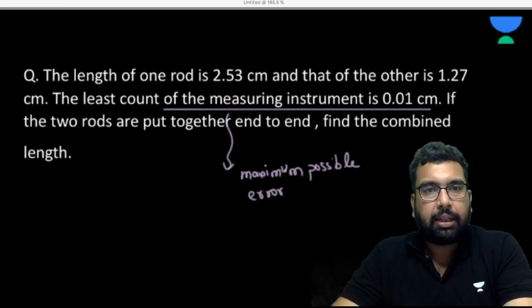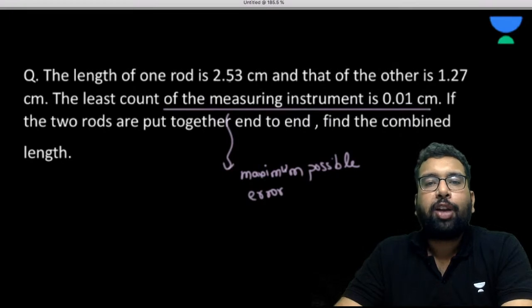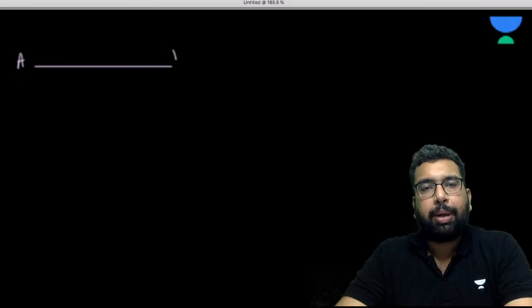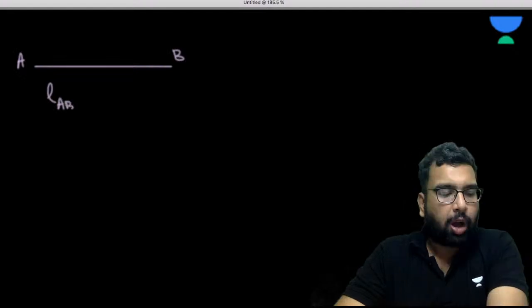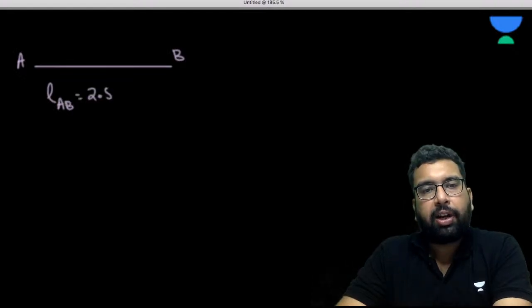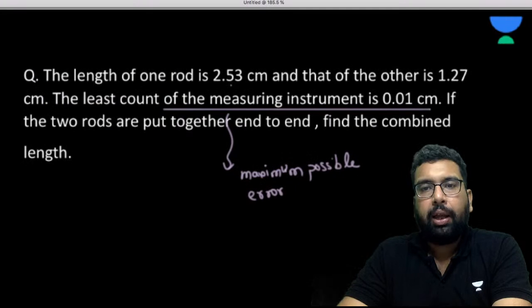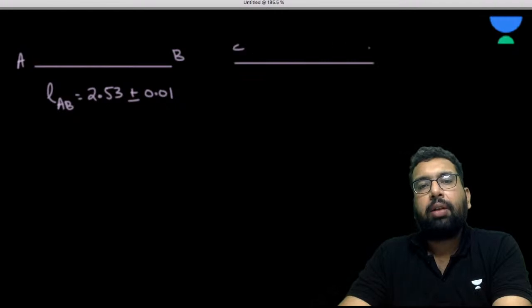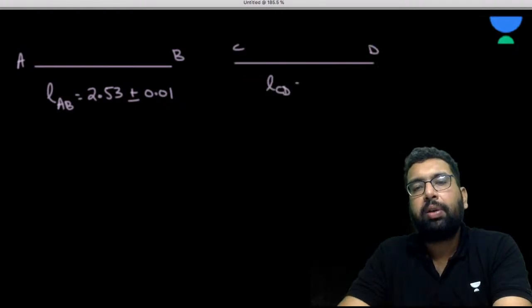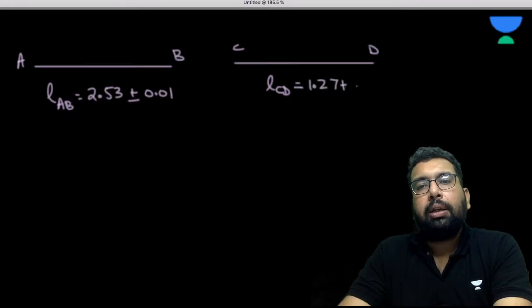So now please understand it. The length of one rod is 2.53. Let's say we name it AB. So the length of AB is going to be 2.53. And what is the error in it? The maximum possible error is 0.01. Now the other one, let's call it CD. The length of CD is given to be 1.27 plus or minus 0.01.